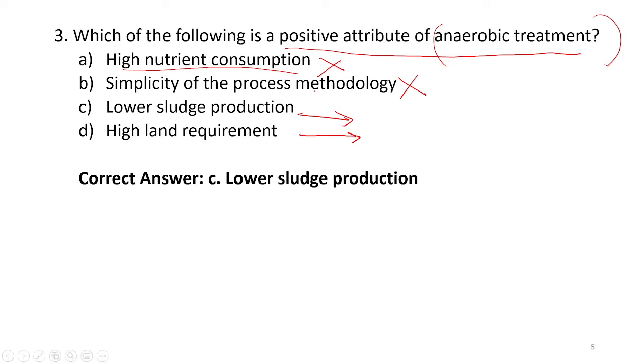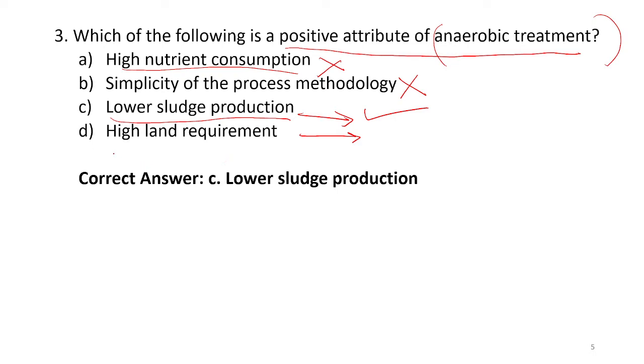Then option C is lower sludge production. As we have discussed before, one of the major advantages of anaerobic treatment is the low production of sludge or low production of biomass. So this is the correct answer. Option C is the correct answer.